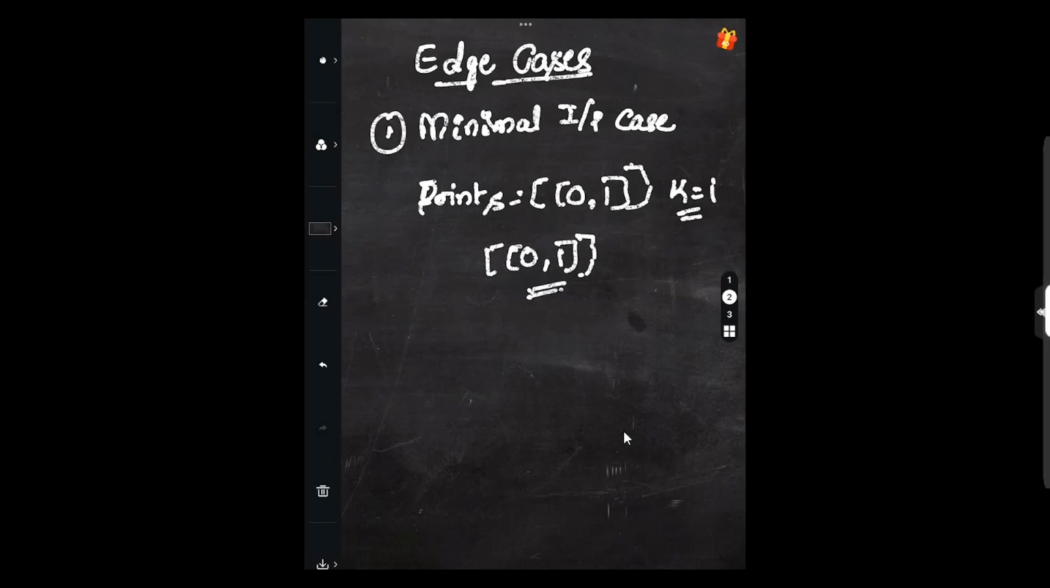So only one point is given here. We will return that itself. So the output will be 0, 1. This is for the condition minimal input case. Next, let's discuss all points at same distance.